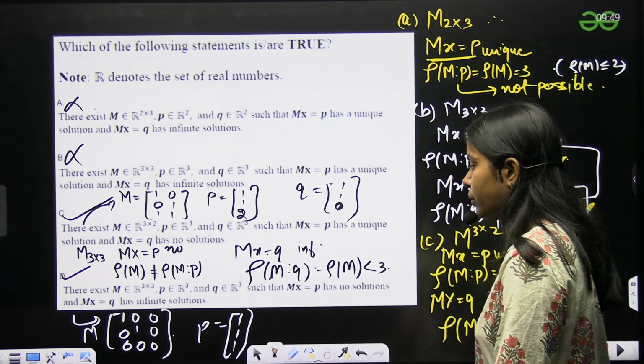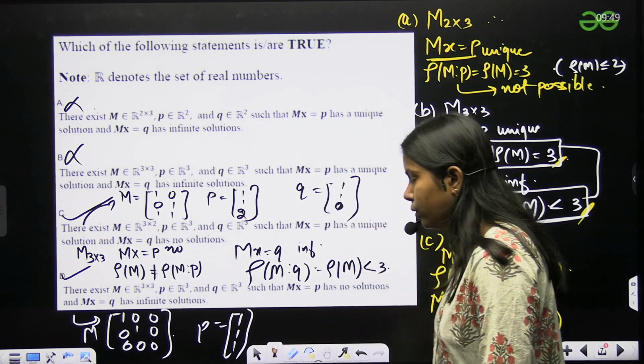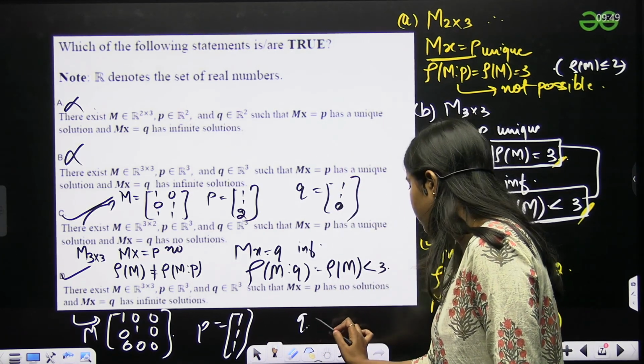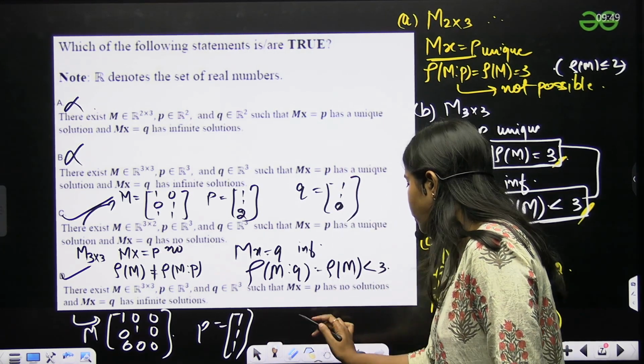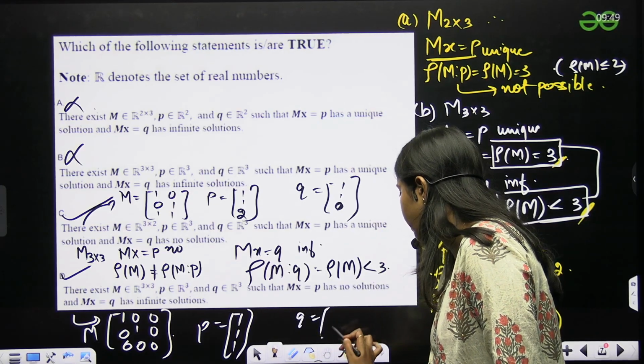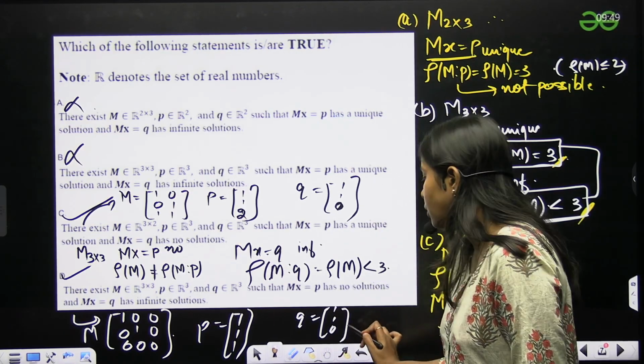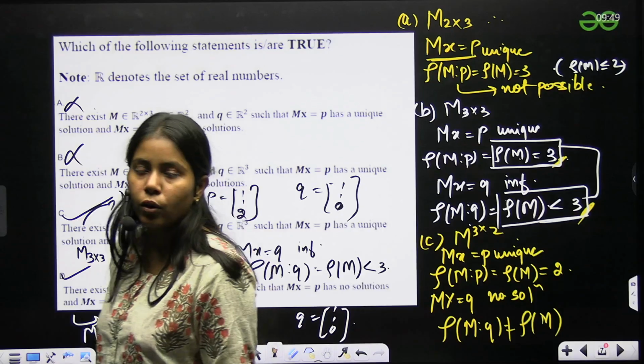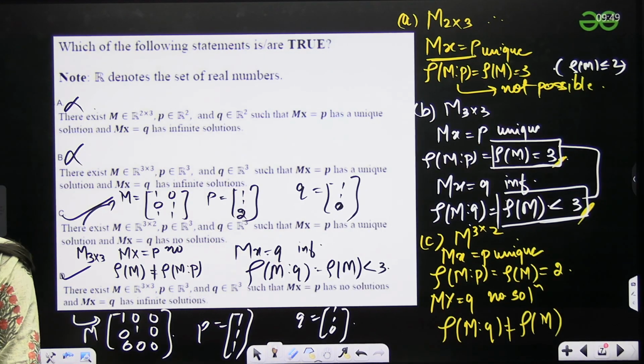It would never be possible. ठीक है, ये possible ही नहीं हो पाएगा. और Q के लिए you can take, you need infinitely many solutions, तो Z free variable चाहिए, 1 1 0 ले लो. So you can take any matrix, you can just form any matrix by yourself, right? So this is a question.